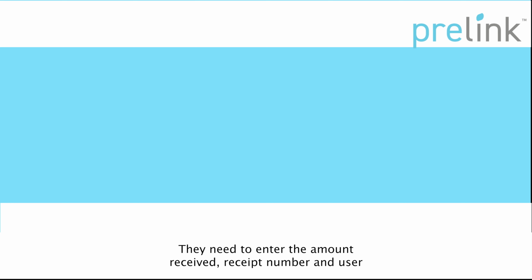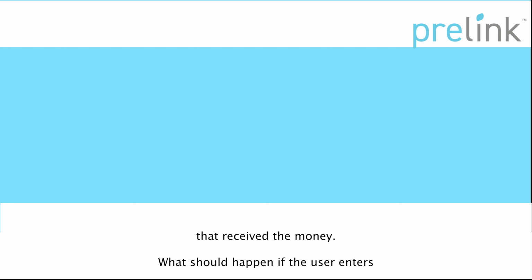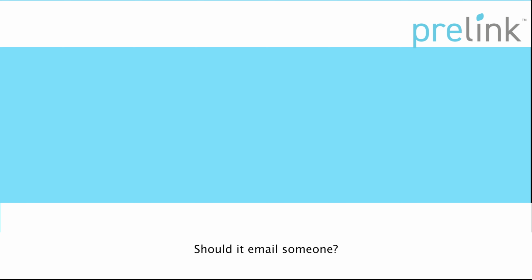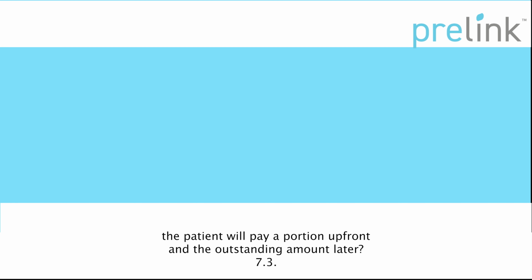7.2 Cash Payment Method. During the request capture, if the user selects cash as the payment type, the total price is calculated and displayed to the user. They need to enter the amount received, receipt number and user that received the money. What should happen if the user enters an amount that differs from the total price that we calculated and displayed to the user? Should it email someone? Should it prevent them from capturing the request? Maybe the patient will pay a portion upfront and the outstanding amount later?